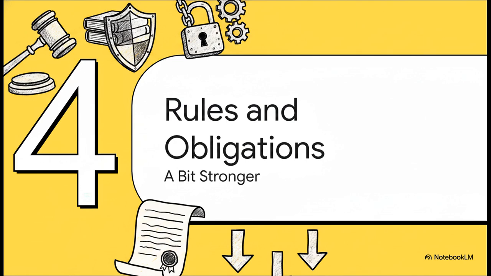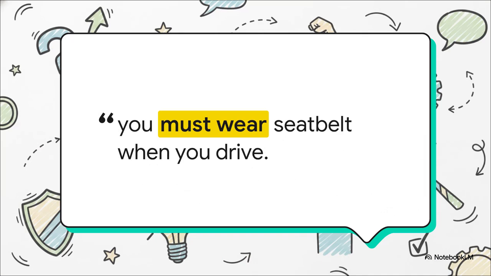Now, for something a bit stronger, let's talk about rules, necessities, and obligations. These are the things in life that aren't just suggestions. They are absolute requirements. The key word here, the heavy hitter, is "must." When you use "must," it signals that something is not optional. It's a rule, it's a law, it's a very strong obligation. "You must wear a seatbelt" isn't friendly advice, it's a statement of fact, of necessity.